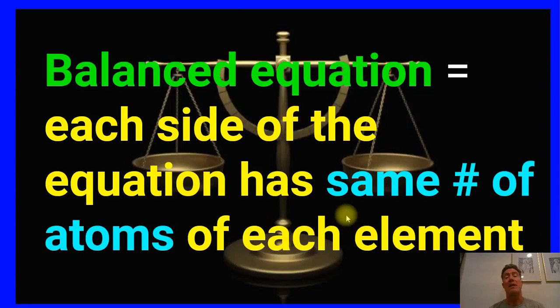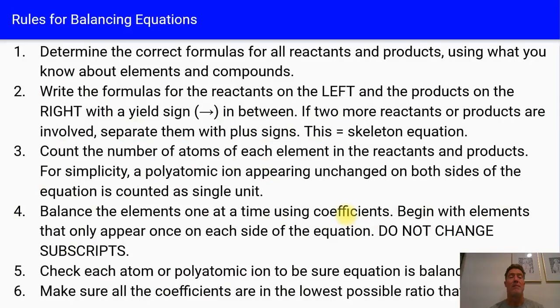So again, a balanced equation means that each side of the equation has the same number of atoms of each element. So here are some basic rules for balancing chemical equations. The first thing that you have to do is determine the correct formulas for all the products and reactants using what we know about elements and compounds.